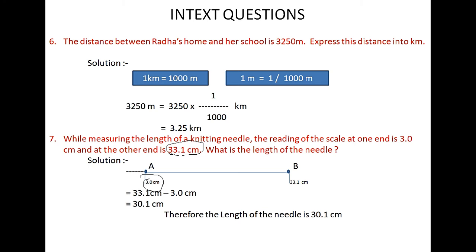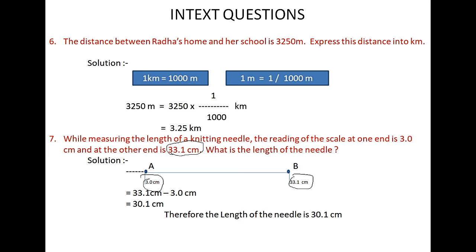And the other end B is at 33.1 centimeter. Then what is the actual length of the needle? In the last video we discussed that the length should always be measured from the 0 mark of the scale. If the 0 mark was broken, you may start from a whole value, say 1 centimeter, 2 centimeter or 3 centimeter. Here they started from 3 centimeter and ended at 33.1 centimeter. So how to take the correct measurement? The final value minus the initial value.